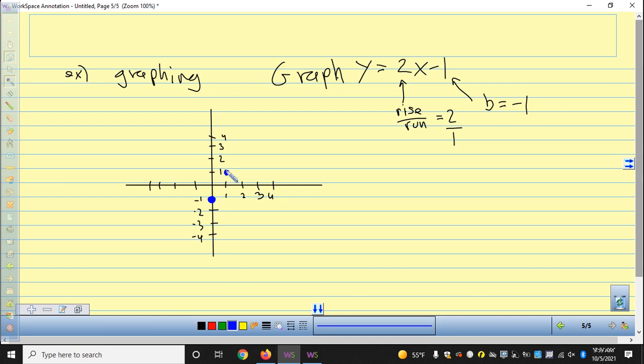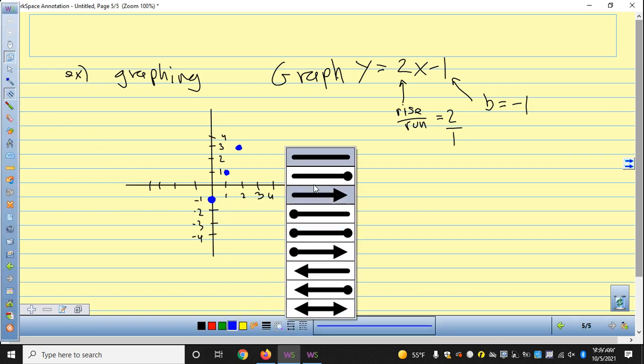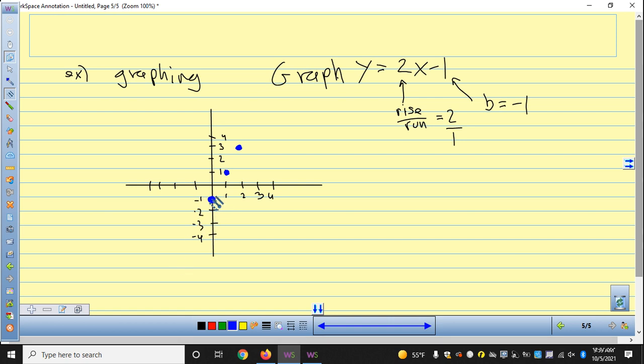And if I wanted a third point, I would go up 2 and over 1 to get my third point. And now I can connect those in a nice line. And there's a graph of that line. It has a y-intercept of negative 1 and a slope of 2 over 1. Rise over run is 2 over 1. So if we have y equals mx plus b form, we don't have to make a table of values. All right, questions there? Yes?